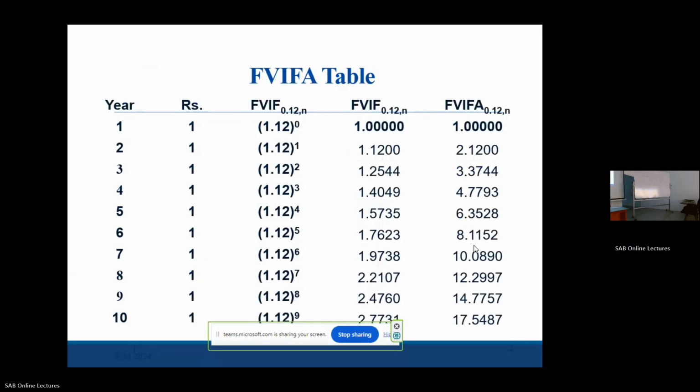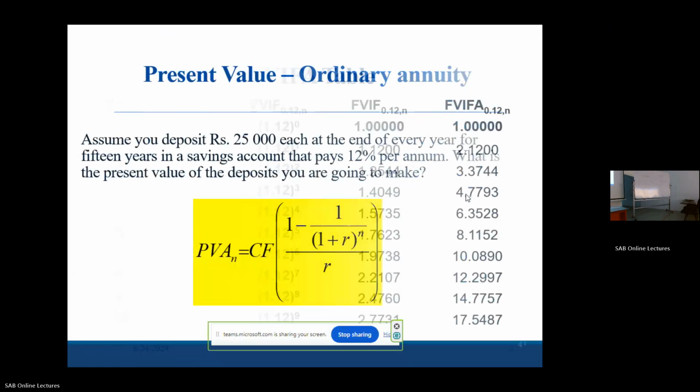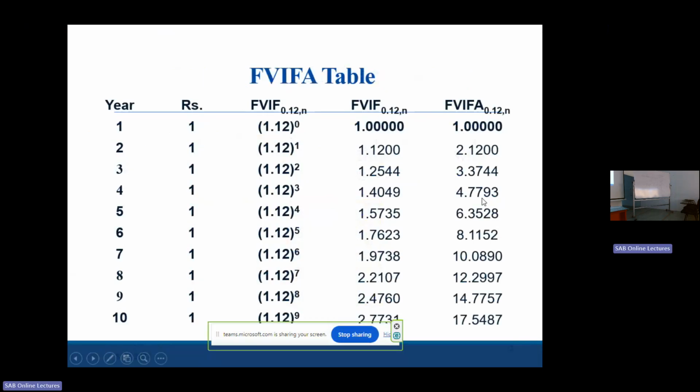Yes? Cumulative number. If you look at here, this 4.77 is the annuity factor at 12% for 4 years. So this 4.77 is calculated by taking the cumulative value of the single cash flow. You are so correct. Good. If you look at here 17.54, this is the total of these single factors for 10 years.